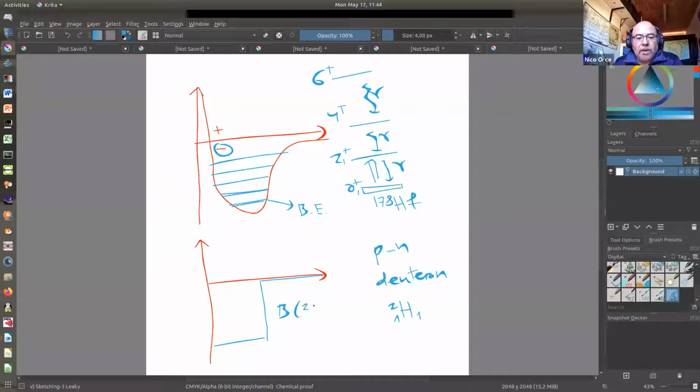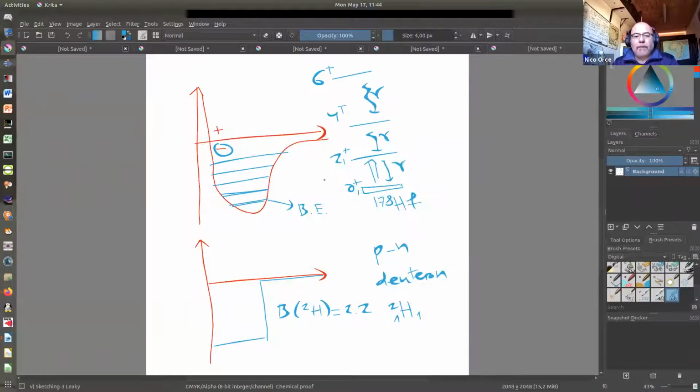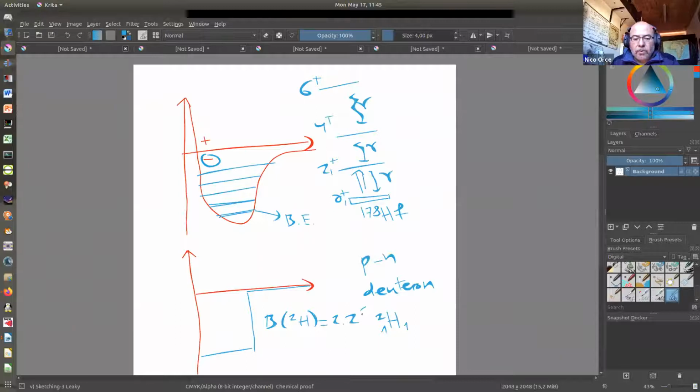So the binding energy of the deuteron is 2.224, something like that, 2.224 MeV. This is in units of MeV, and this will correspond to a bound state in this potential, which would be an energy of minus 2.22, because the energy of the system is minus the binding energy. Okay, so this will be the system.